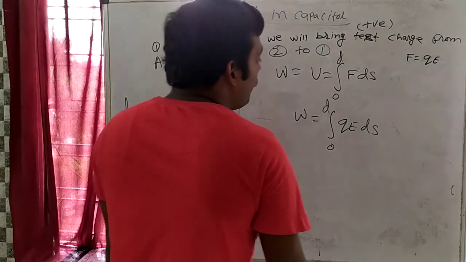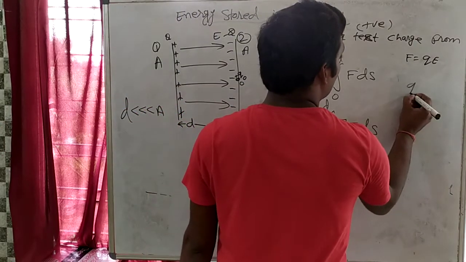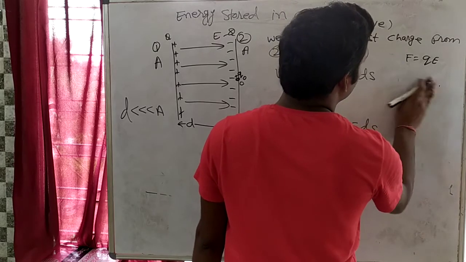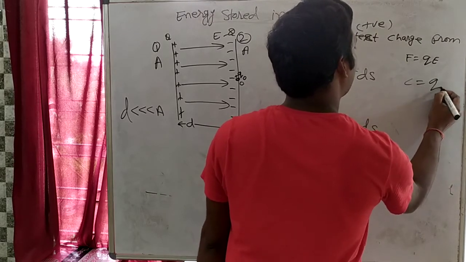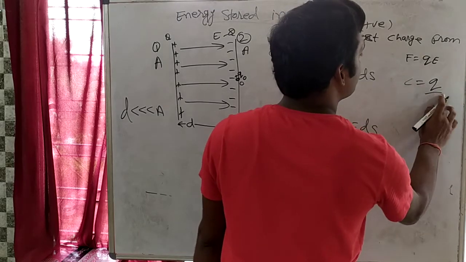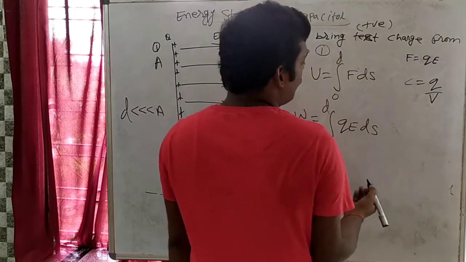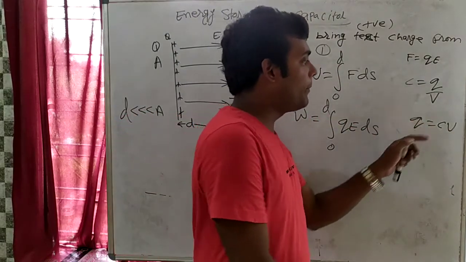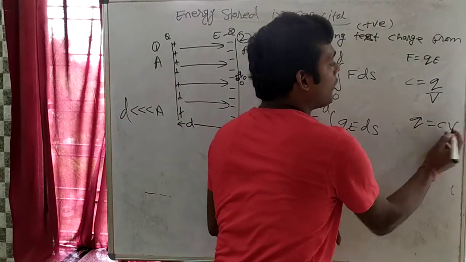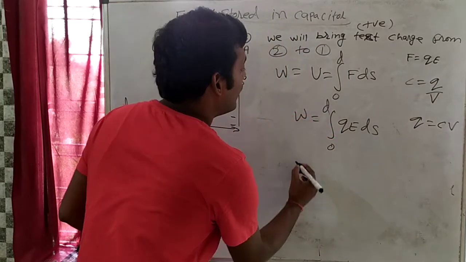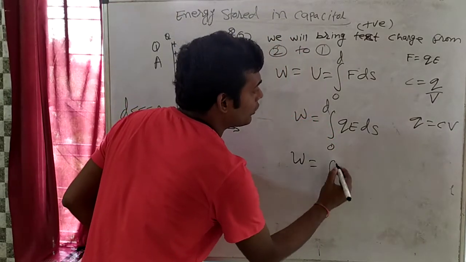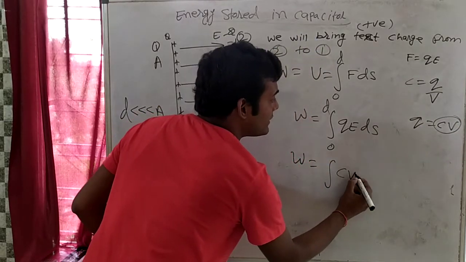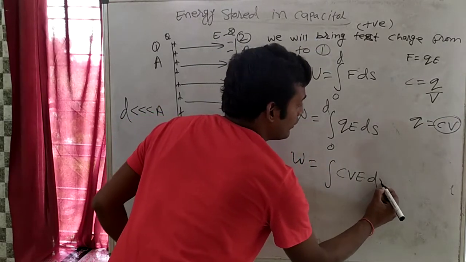Now, we know one more thing: capacitance C is equal to Q by V. So Q is equal to CV, by cross multiplication. Q is charge, C is capacitance, V is potential. So can we write that work done is equal to, in place of Q, CV E ds.